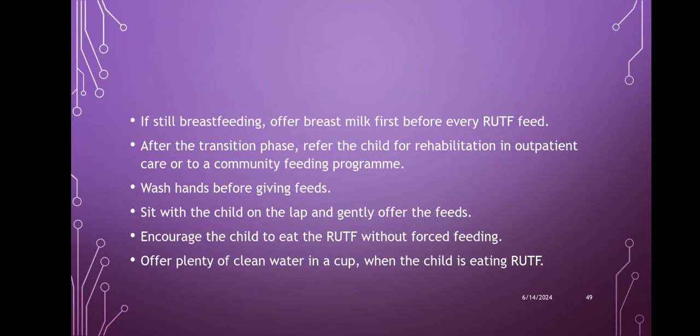If the patient is still breastfeeding, offer breast milk first before every RUTF feed. After the transition phase, refer the child for rehabilitation in outpatient care or to a community feeding program. Wash hands before giving feeds, sit with the child on the lap and gently offer the feeds. Then try to encourage the child to eat the RUTF without forced feeding. Offer plenty of clean water in a cup when the child is eating RUTF.